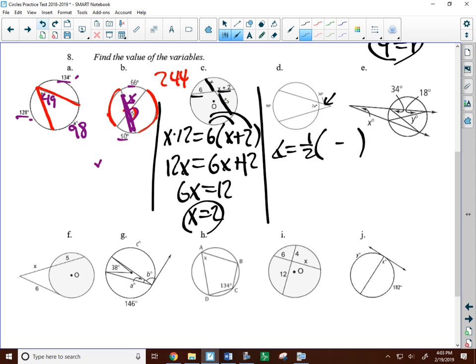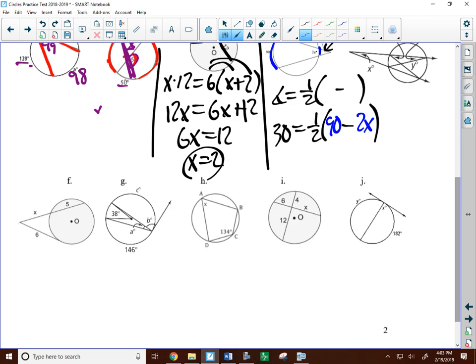So that one, what is it, 30, is half the difference: outside 90 minus inside 2x. Always outside minus inside. The outside one is also the bigger one. Inside will always be smaller. You can distribute the half. Feel free. 45 minus x, that would work out nicely.